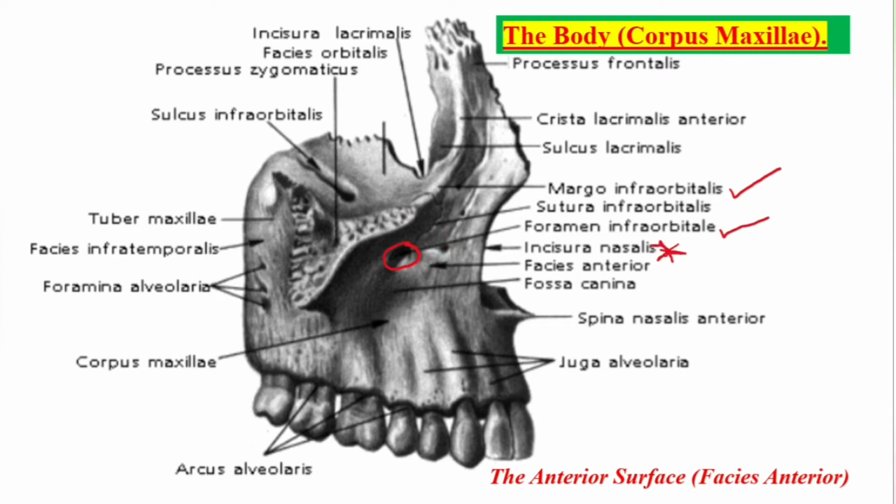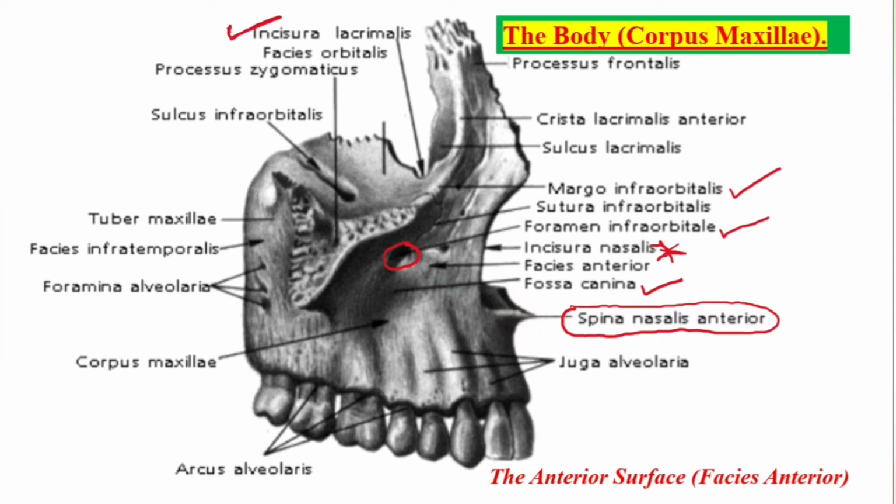You can also see a nasal notch, right? This half combining with the other half forms what? The aperture, right? Then there is this depression, which is very important, called fossa canina. And here there is this spine, the anterior nasal spine, spina nasalis anterior.